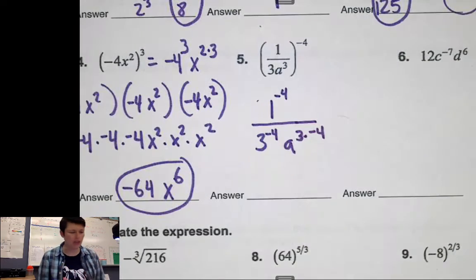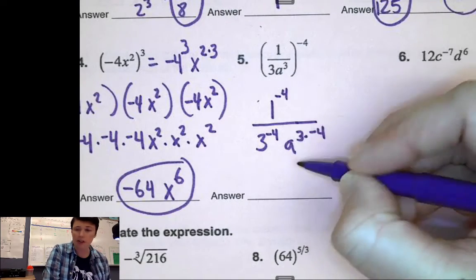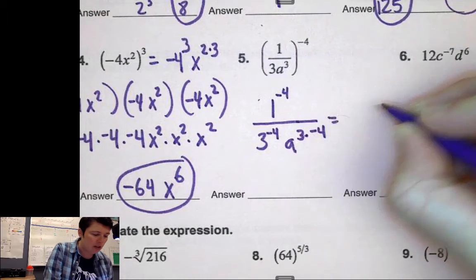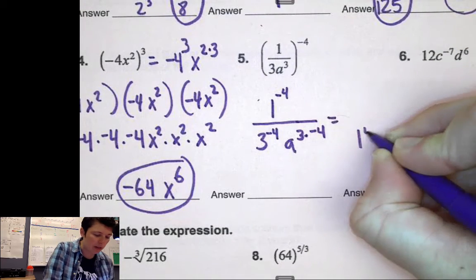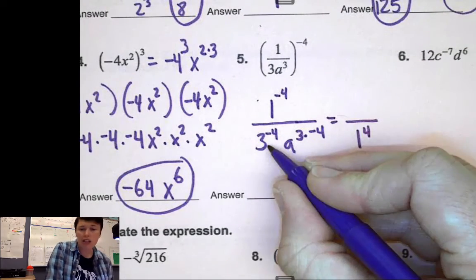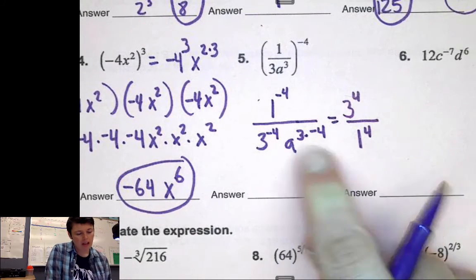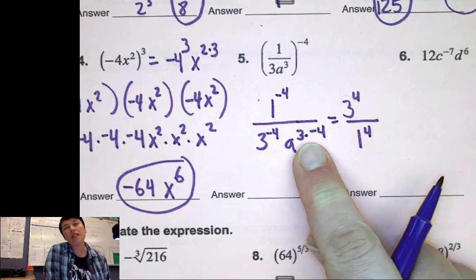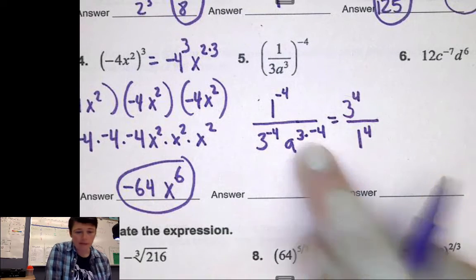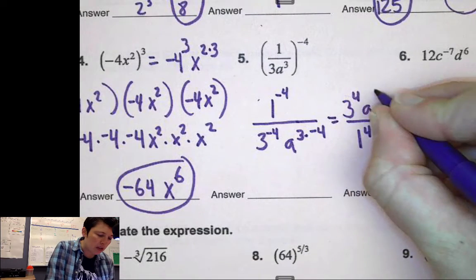And now I got to rearrange all this. All these negative powers basically mean I need to flip everything. I need the negative powers to go up or down to fix this fraction. So 1 to the 4th is now going to go on the bottom. 3 to the negative 4th will be 3 to the positive 4th on top. A to the 3 times negative 4, that's a to the negative 12th. So we're going to move it on top and make it a to the 12th.